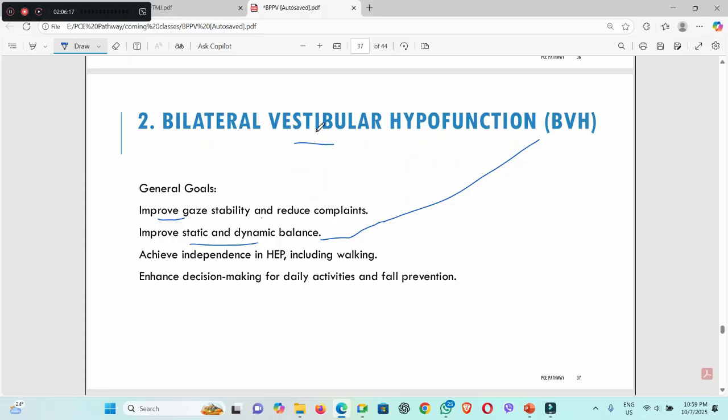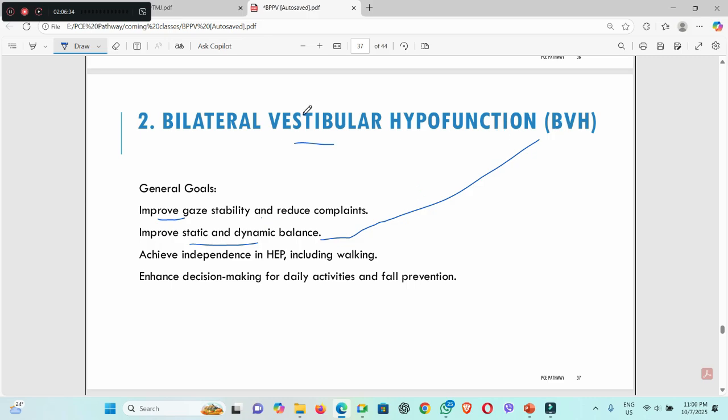Now, in bilateral vestibular hypofunction, what is the goal of rehabilitation? It is to improve gaze stability and reduce complaints. Now, improve static and dynamic balance.